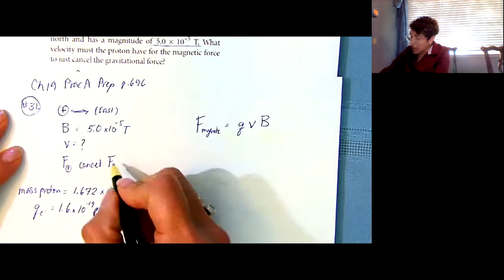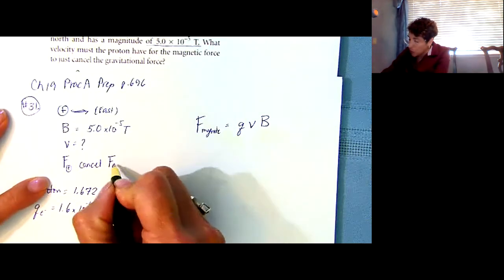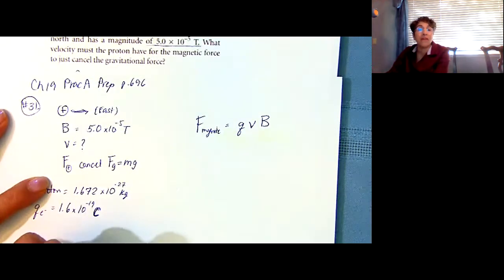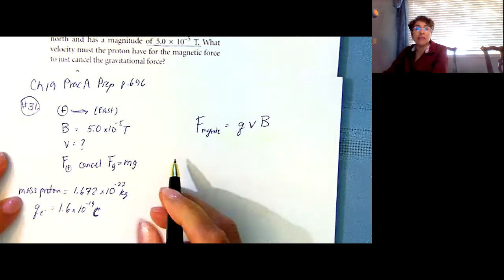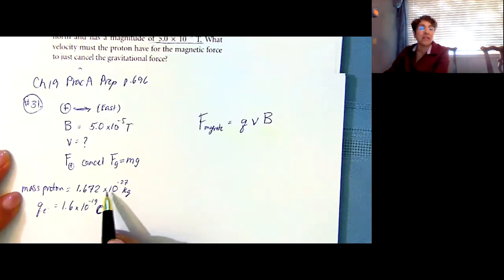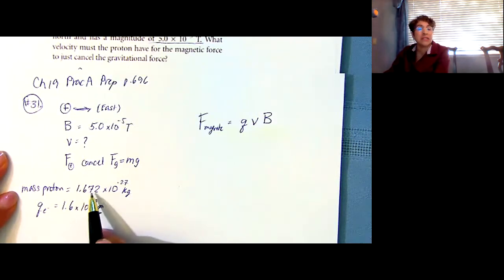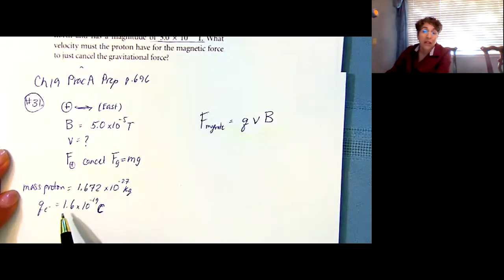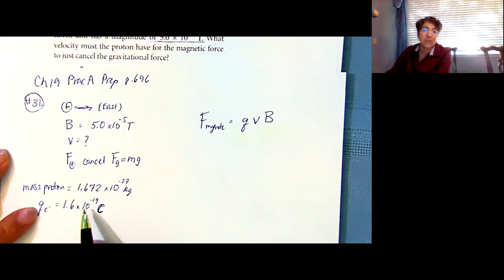Hopefully you remember that F sub G, the gravitational force, is the mass times the acceleration due to gravity. So I looked it up in the book, and I found that the mass of the proton, I think I found this online, I think the book has 1.67. So I went with the online value, 1.672 times 10 to the negative 27 kilograms. That's the mass. And the charge is 1.6 times 10 to the negative 19 C. And you've used this charge in previous homework assignments.